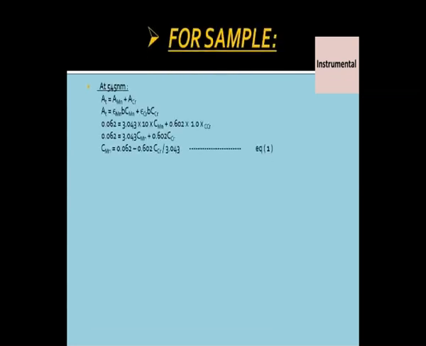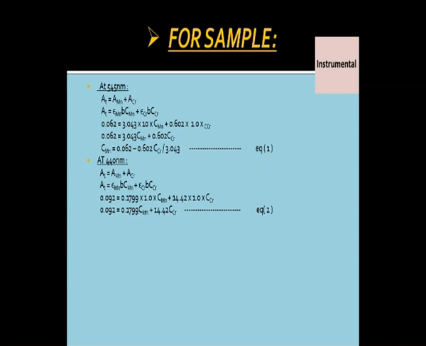For the sample, by using the simultaneous determination formula, equation 1 is concentration of manganese equals 0.062 minus 0.602 concentration of chromium divided by 3.043 at 545 nanometer. At 440 nanometer, by rearranging the formula, we have equation number 2, 0.092 equals 0.1799 concentration of manganese plus 14.42 concentration of chromium.